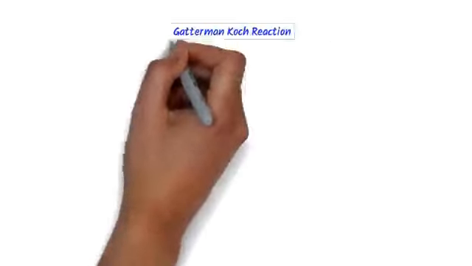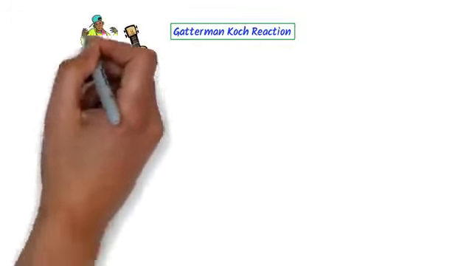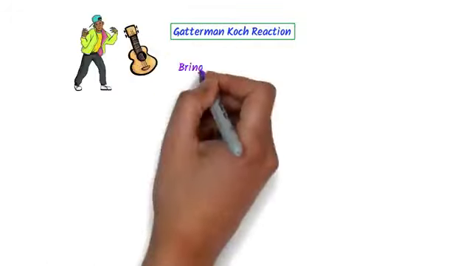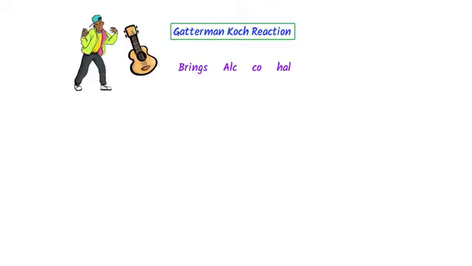Lastly, let me teach you the Gattermann-Koch reaction. Now this Gattermann reminds me of guitar man. I always say guitar man brings alcohol. Let me repeat it. I always say guitar man brings alcohol. Now this B ring stands for benzene ring. This ALC stands for aluminium chloride. This CO stands for CO. And this HAL stands for HCl.